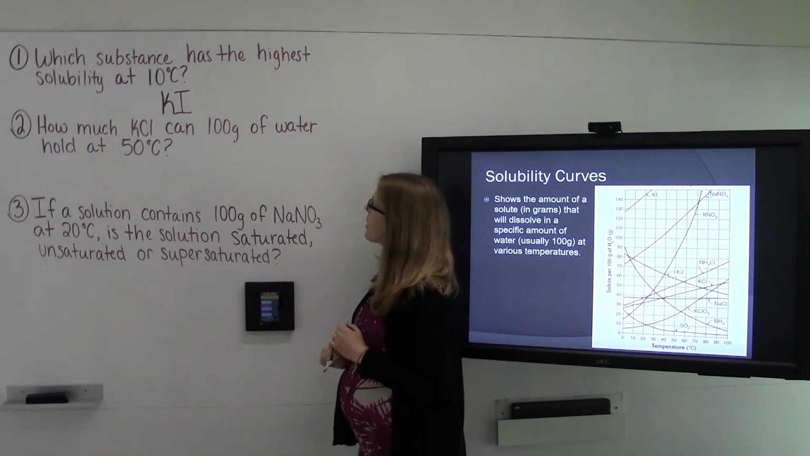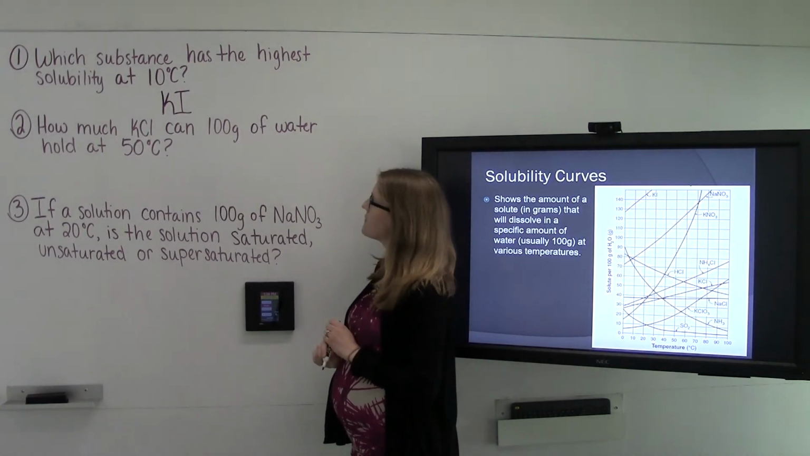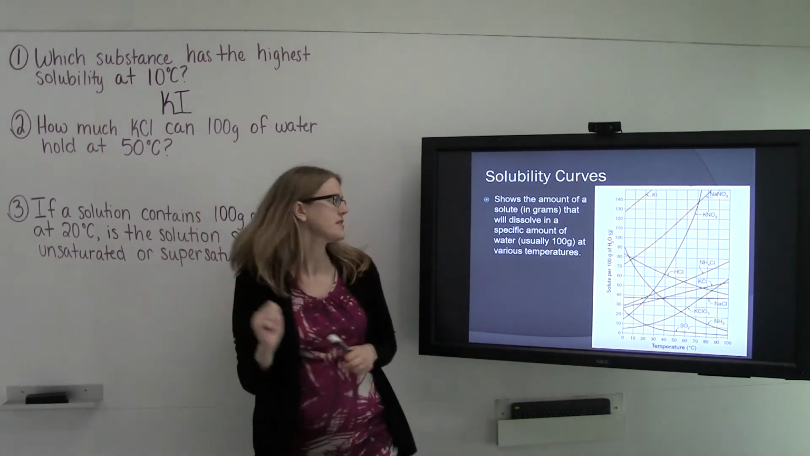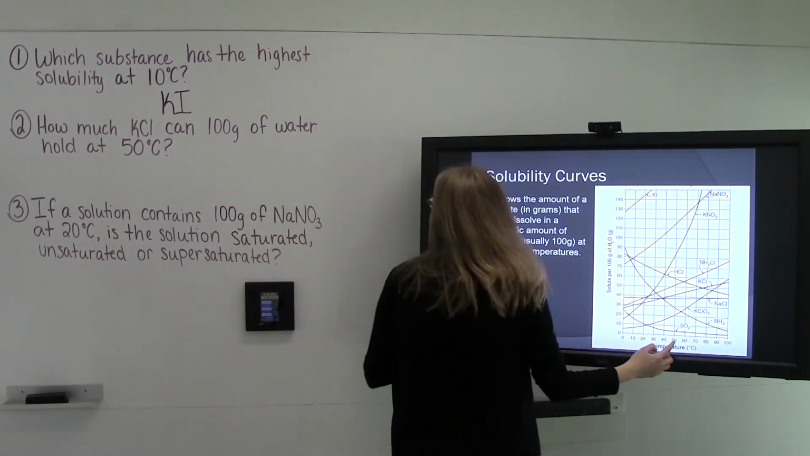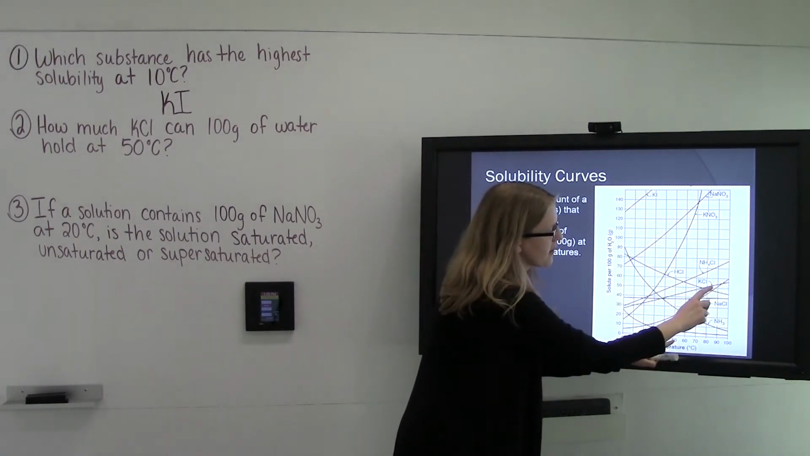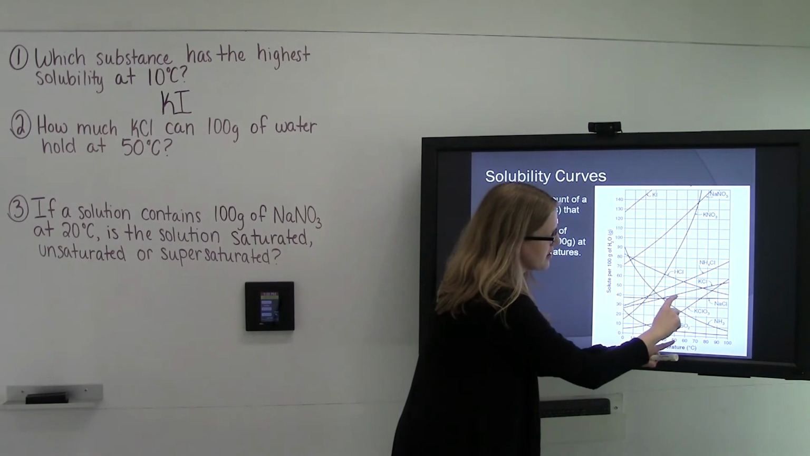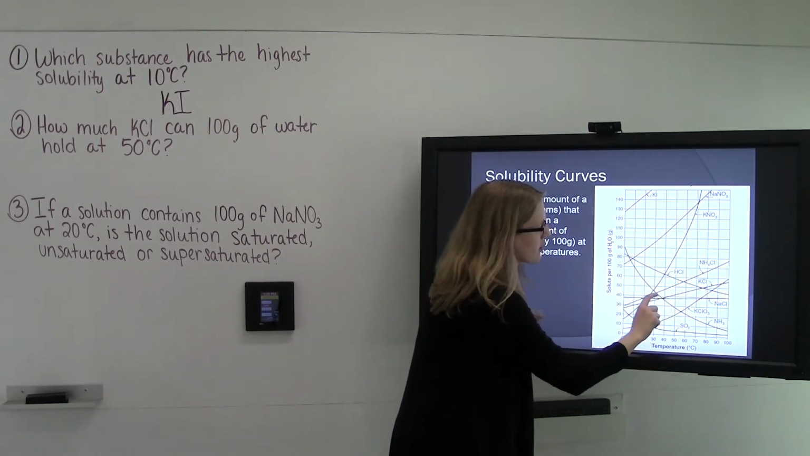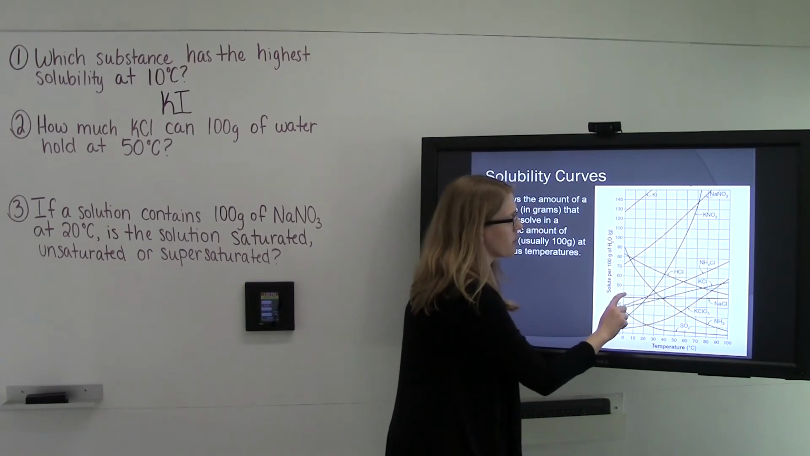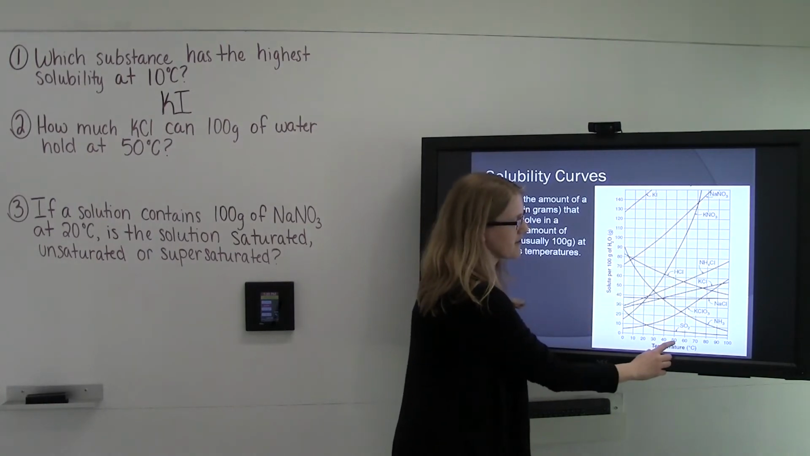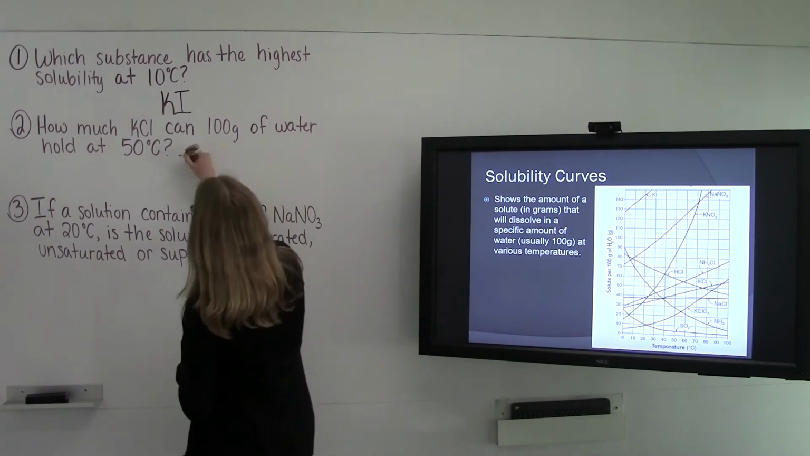Okay, let's look at the next question. How much KCl can 100 grams of water hold at 50 degrees Celsius? Okay, so we're talking about 50 degrees Celsius. Now this time we're specifically looking for KCl, okay? KCl is right there. So we come down to 50. This is the maximum amount that 100 grams of water can hold. So I would say about 42. About 42 grams is the maximum amount that 100 grams of water can hold at 50, okay? So our answer would be 42.